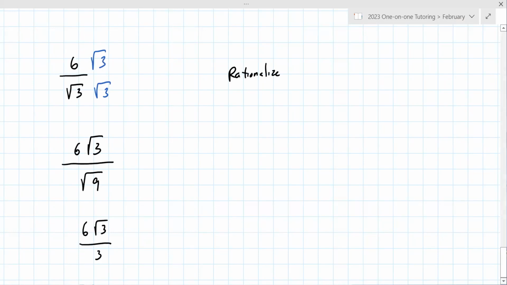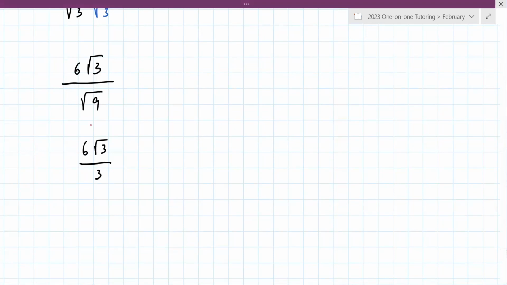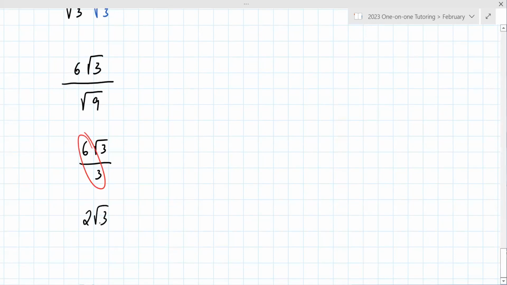And then this time you actually can go a bit further. You can reduce because you can divide the 6 and the 3. So that becomes 2 square root 3. Is that okay? Yeah.